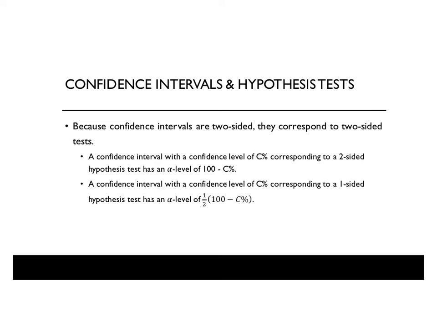Because confidence intervals are two-sided, they correspond to a two-sided test. A confidence interval with confidence level C% corresponding to a two-sided hypothesis test has an alpha level of 100 minus the confidence level. A confidence interval with a confidence level of C% corresponding to a one-sided hypothesis test has an alpha level of 1/2 times 100 minus C%.